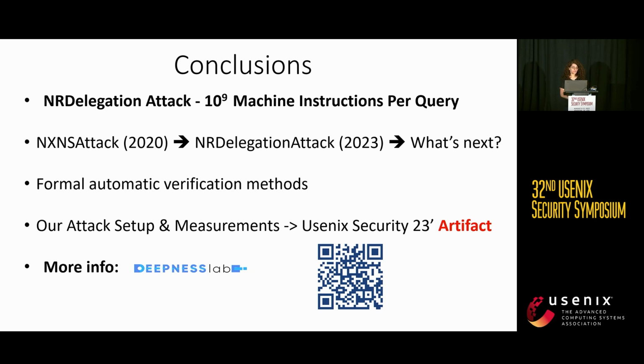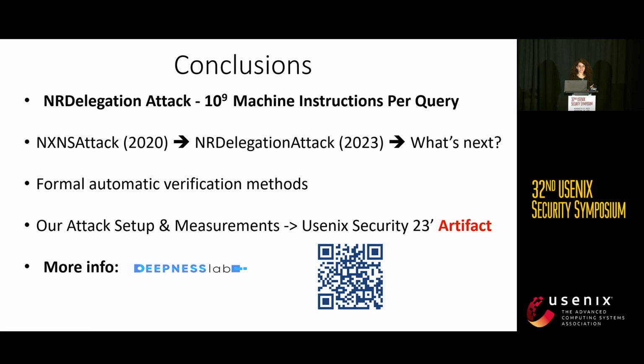To conclude, in our attack, one malicious query equaled 10 to the 9th machine instructions, which is huge. Previously, we saw the XNS attack in 2020 and the NRDelegation attack in 2023. What's going to be next? Is our mitigation good enough? Are there any variants that could be used that we didn't mitigate with those mitigations? Of course, if we had automatic verification methods, we could use them.